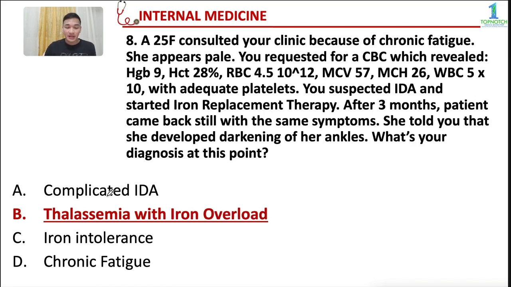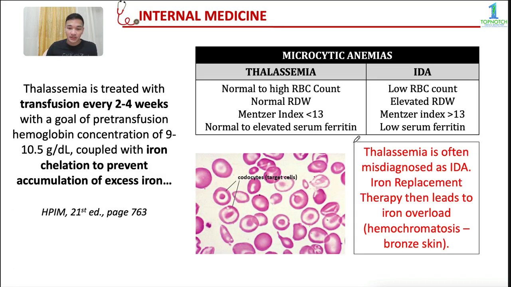Okay. The answer here is letter B. The item says the patient has anemia, microcytic hypochromic, and you suspected IDA and started iron replacement therapy. But soon she developed darkening of her ankles. So most likely this is a case of thalassemia with iron overload, because thalassemia is often misdiagnosed as IDA.